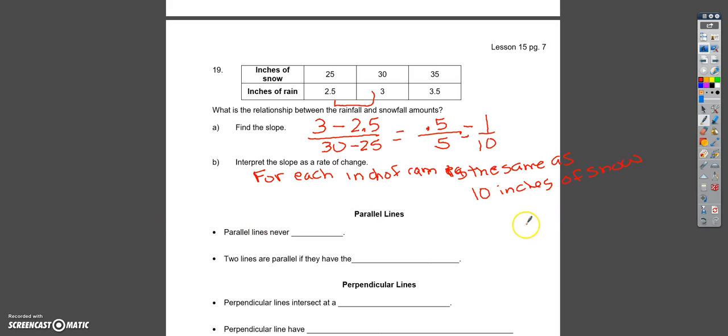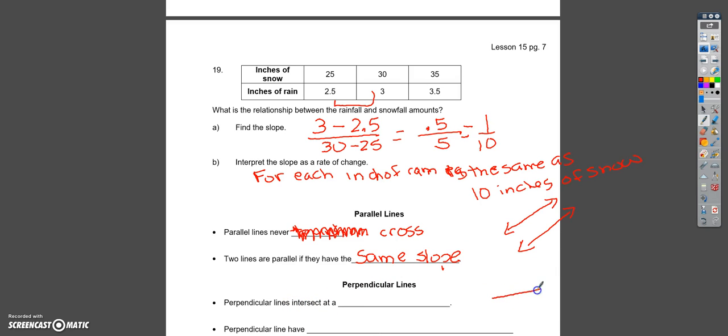All right, parallel lines. If we have parallel lines, they look like this. Parallel lines never touch or cross. I'm going to take that back. Parallel lines never cross. They can touch because they could be the same line. Two lines are parallel if they have the same slope.